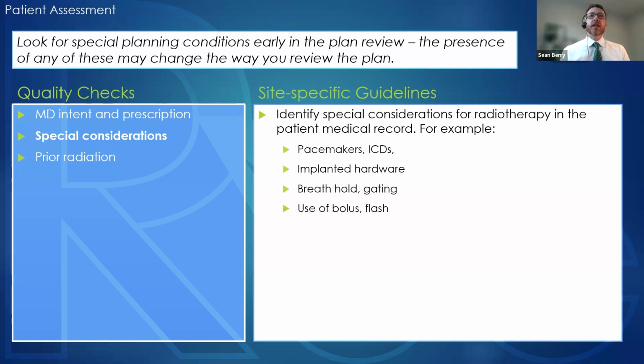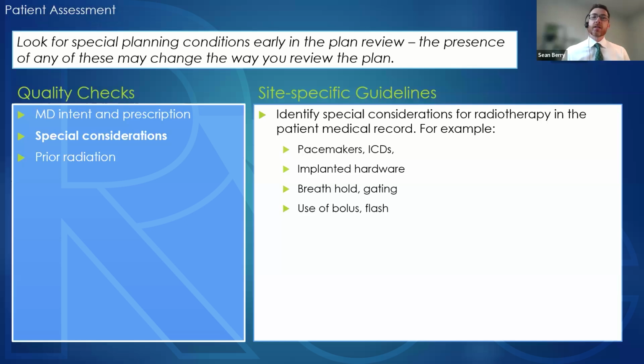The second check here is special considerations. So when you're reading through the patient's history or the physician's consultation note, you want to pay special attention to things that are really going to affect the way that this plan is created or how the patient would be treated. So for example, does a patient have a pacemaker? Is there some hardware implanted in the patient, near where the treatment's going to be?